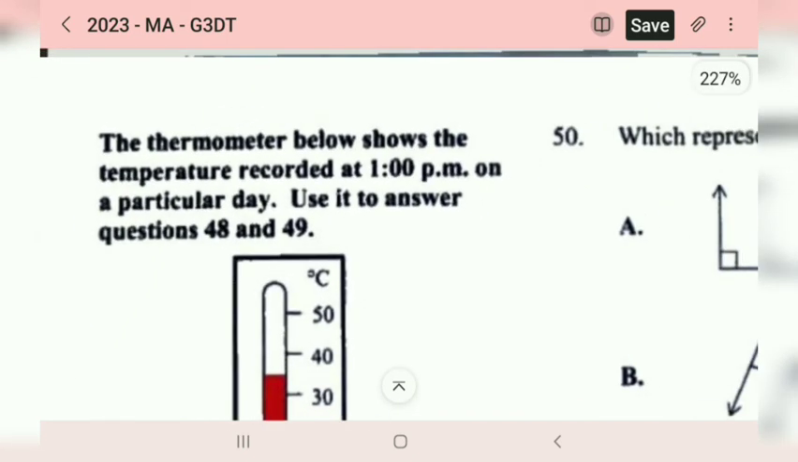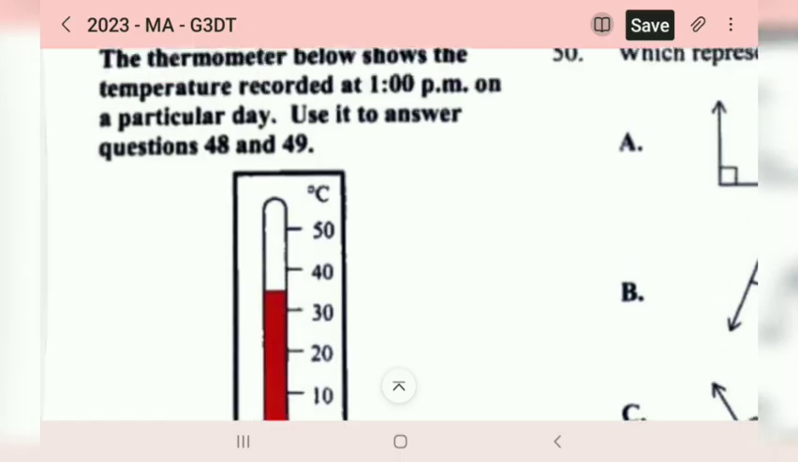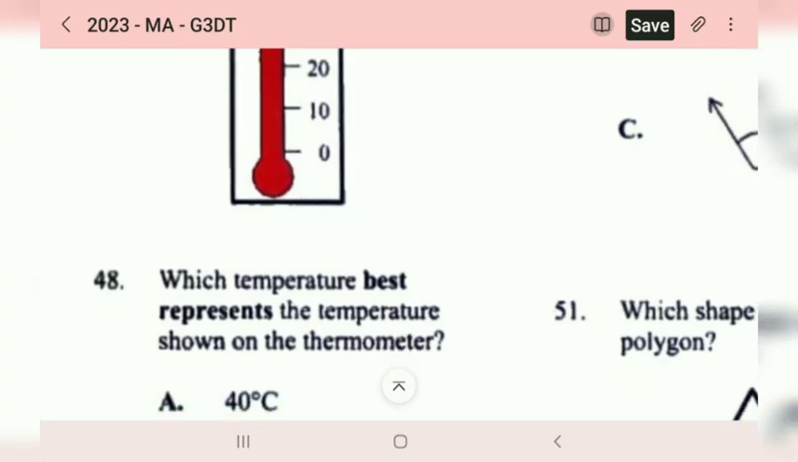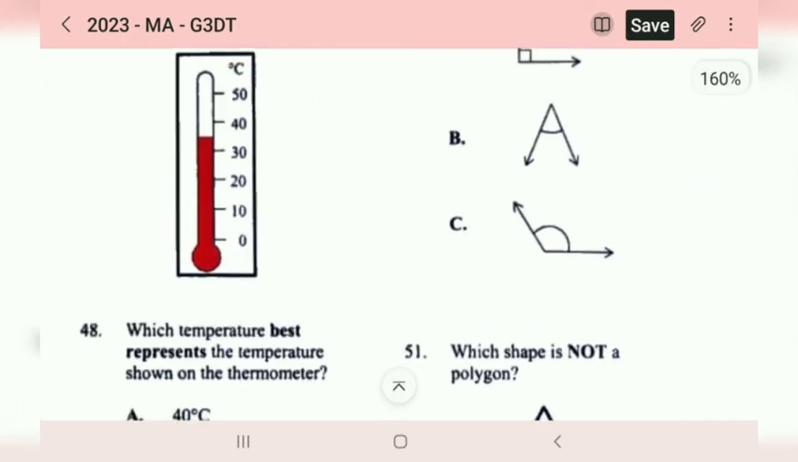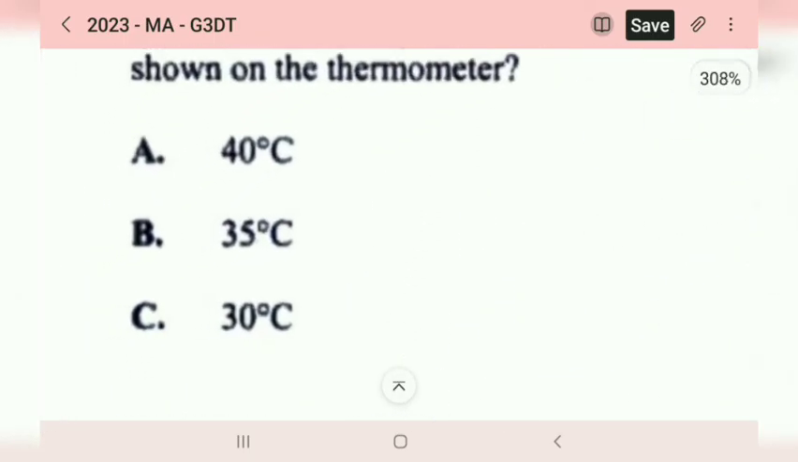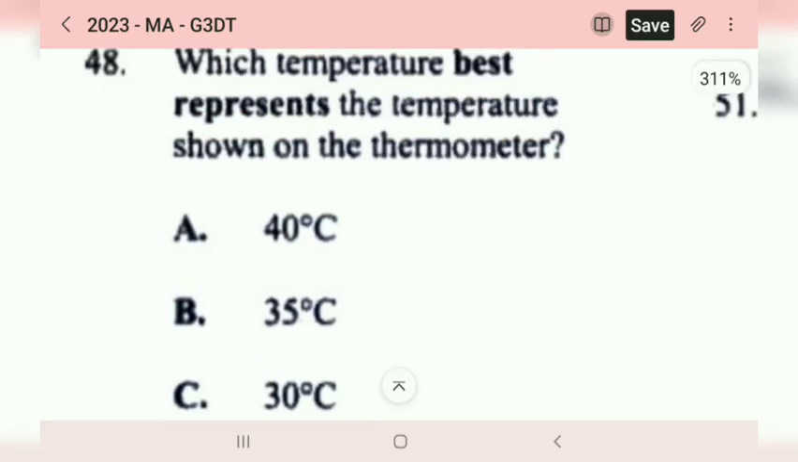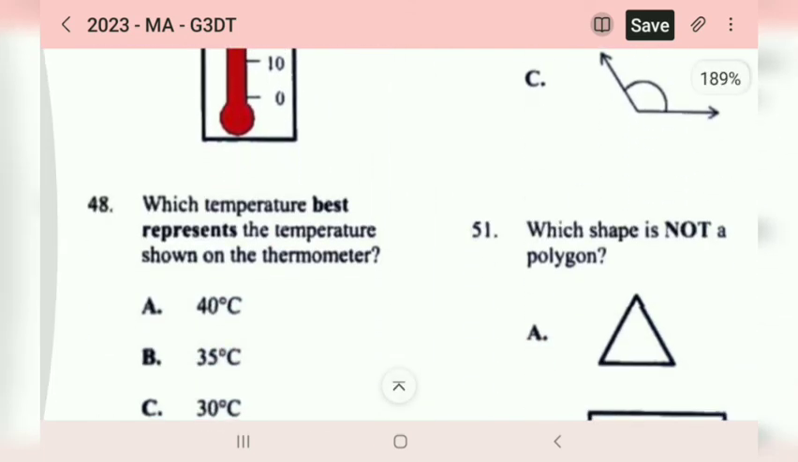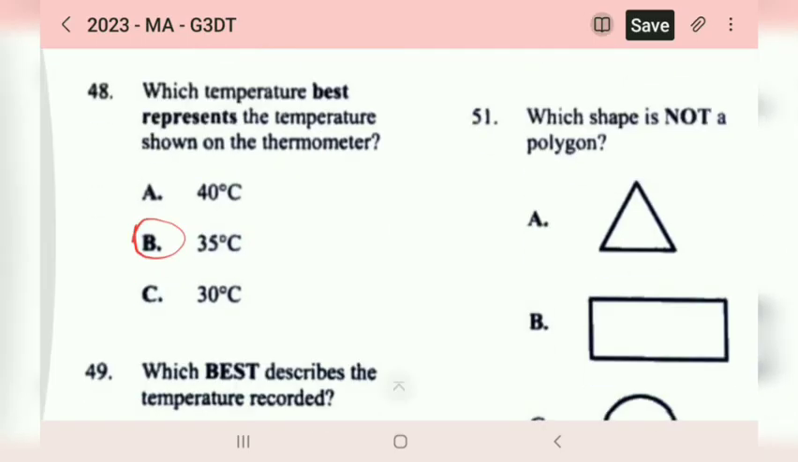Good job. Moving on to 48. The thermometer below shows the temperature recorded at 1 p.m. on a particular day. Use it to answer items 48 and 49. Which temperature best represents the temperature shown on the thermometer? So look at the thermometer. A says it's 40 degrees Celsius, B says 35, and C says 30. So let's look at it. We're 30 here, and if 40 is there and it's halfway between 30 and 40, it's going to be 35, all right? So it's B, 35 degrees Celsius.